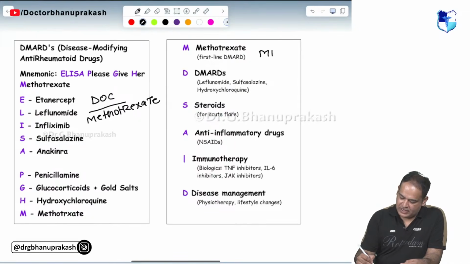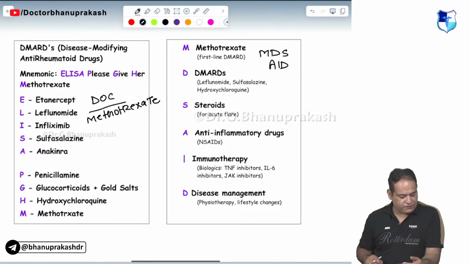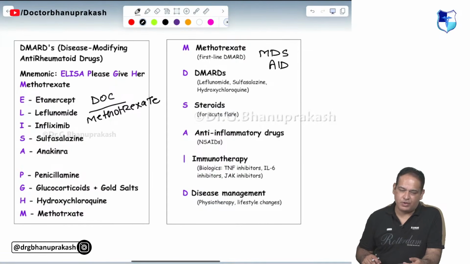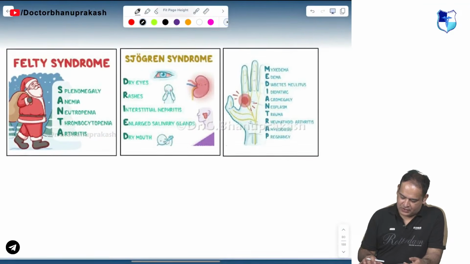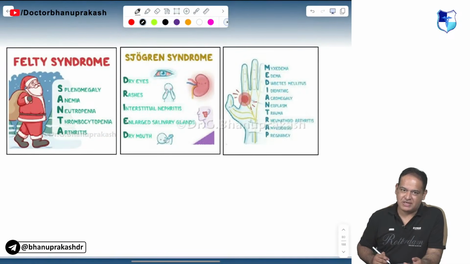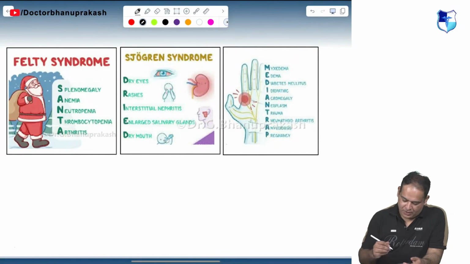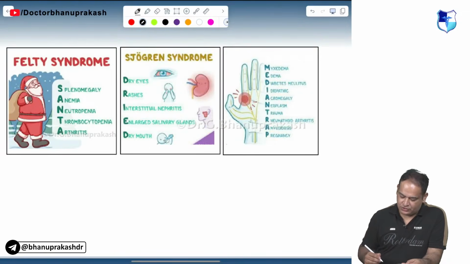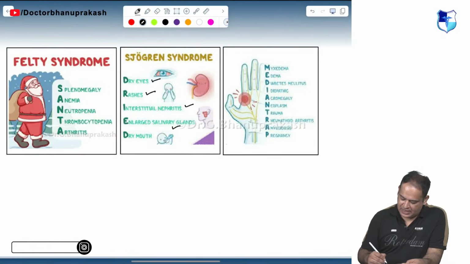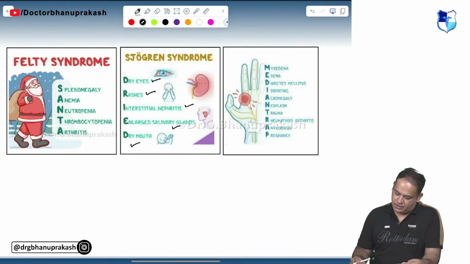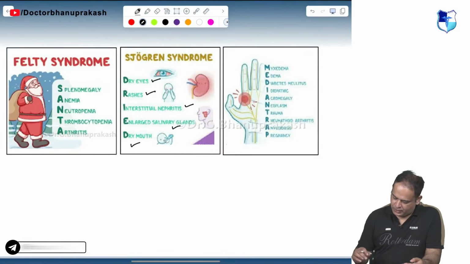And then that's the other mnemonic, MDS aid. That is the mnemonic for DMARDs, disease-modifying anti-rheumatoid drugs. Then these are the mnemonics for associated syndromes. For example, it is associated with Felty syndrome. The mnemonic is Santa. It is associated with Sjogren syndrome. The mnemonic is dried. So your patient will have dry eyes, rashes, nephritis, salivary glands and dry mouth. Dry mouth. Fine? Okay.